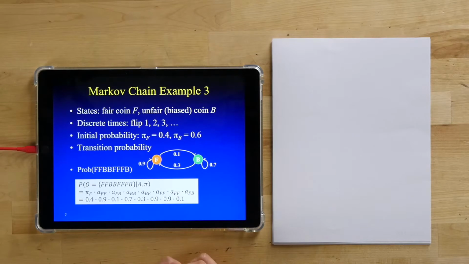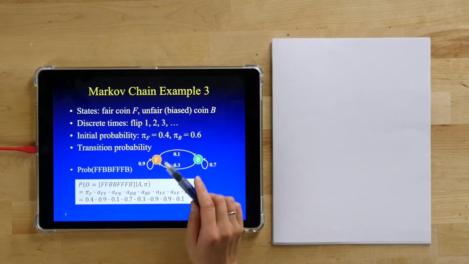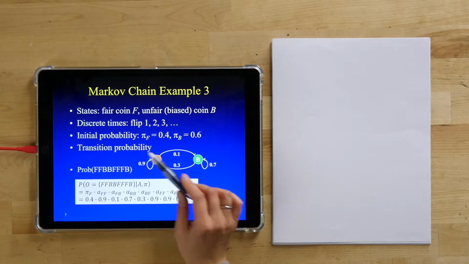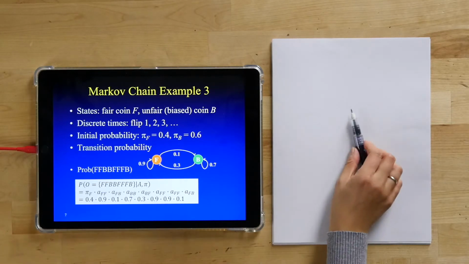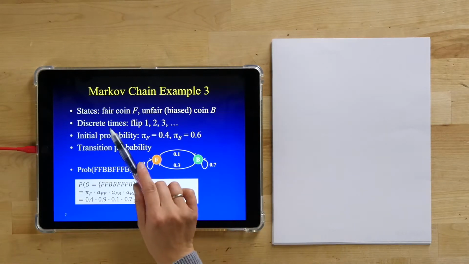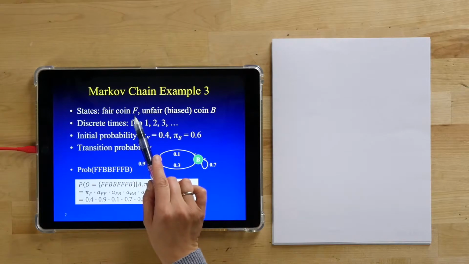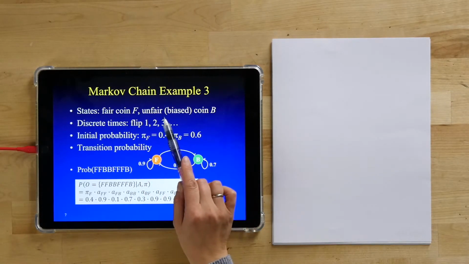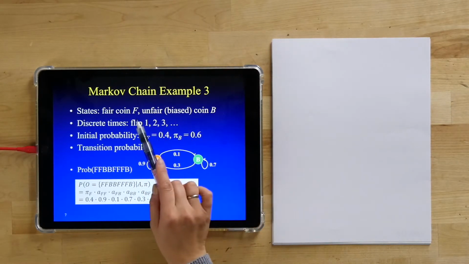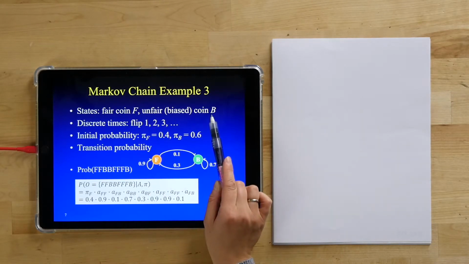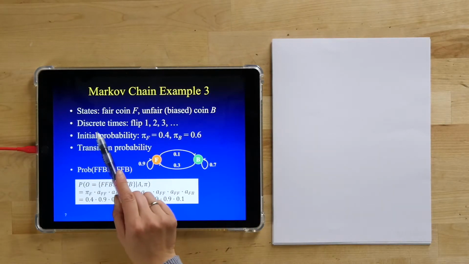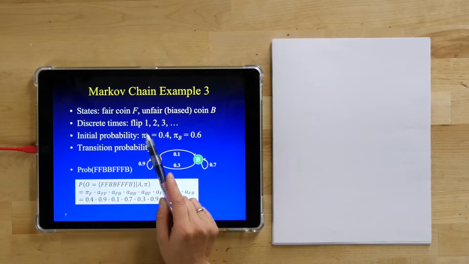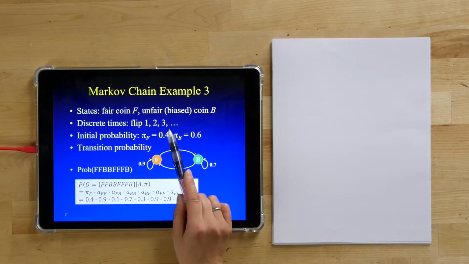The third example is if we have a coin, there are a number of states. Supposedly we're just trying to use different coins to make different flips. And so supposedly we have a fair coin, and also we have a biased coin or unfair coin. So fair coin is F, biased coin is B. The different times is when we use the coin to make the flips in here. So these are coin flip 1, 2, 3.